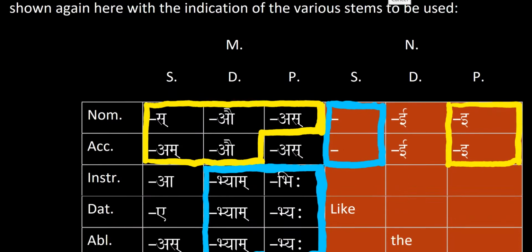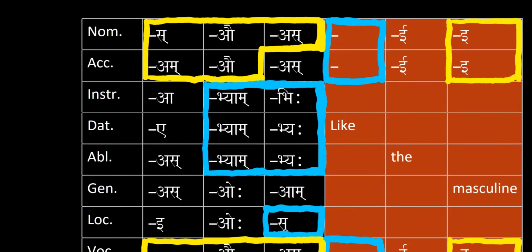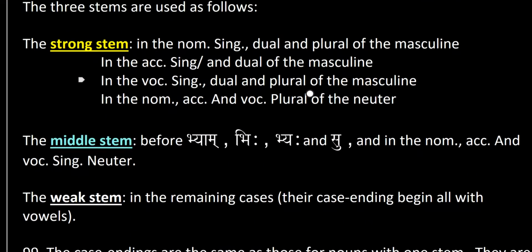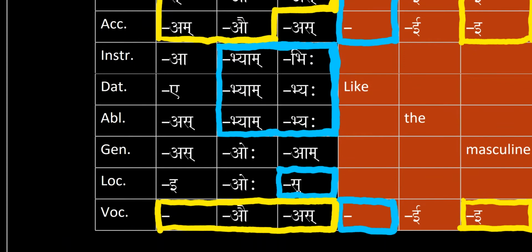The ones that are not colored are the weak stem. So you have three stems: the strong stem, the middle stem, and the weak stem. Notice that I have them color coded based upon their outline.